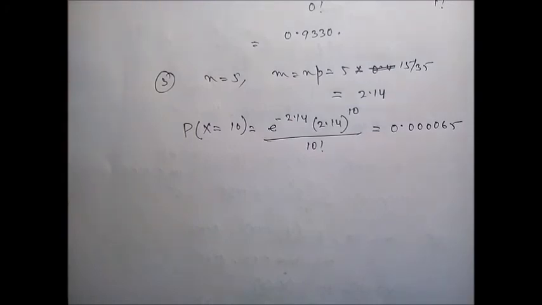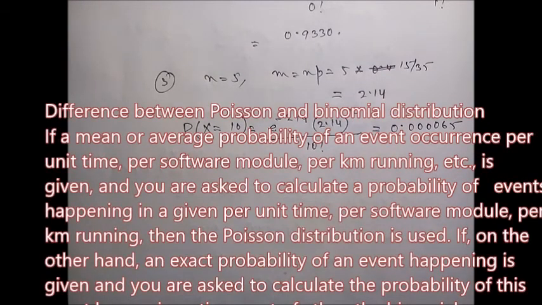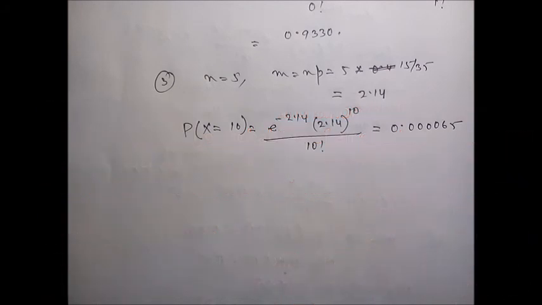Okay, so the difference between Poisson and binomial distribution: if a mean or average probability of an event occurrence per unit time, per software module, per kilometer running, etc. is given, and you are asked to calculate the probability of n events happening in a given unit time, software module, or kilometer running, then the Poisson distribution is used. If, on the other hand, an exact probability of an event happening is given and you are asked to calculate the probability of this event happening k times out of n, then the binomial distribution must be used.